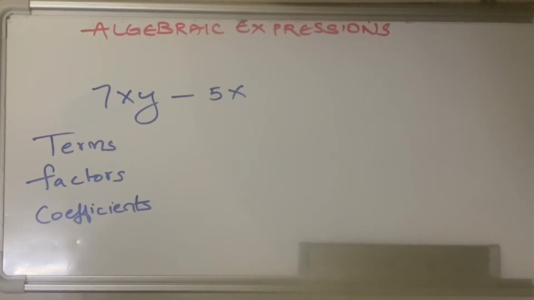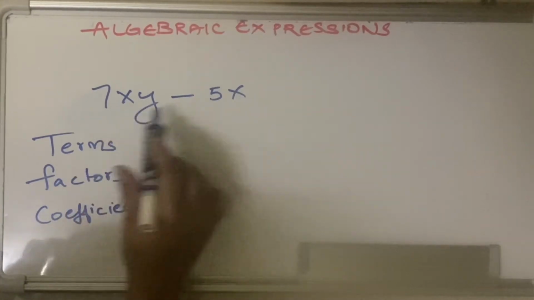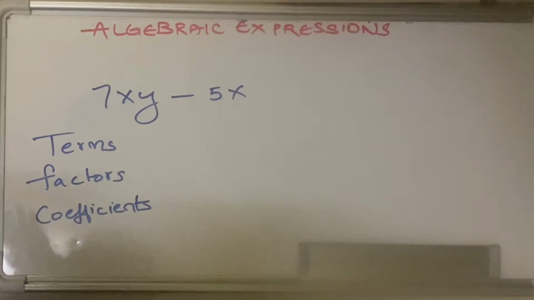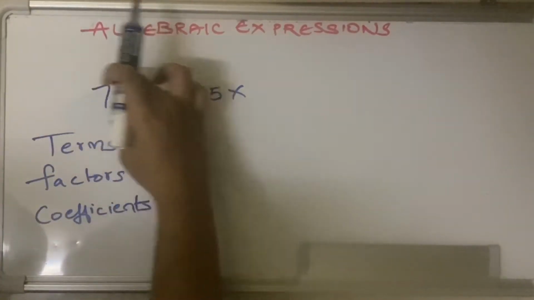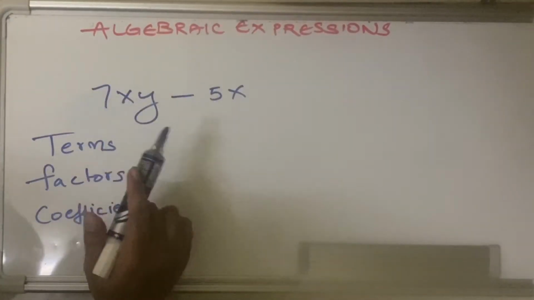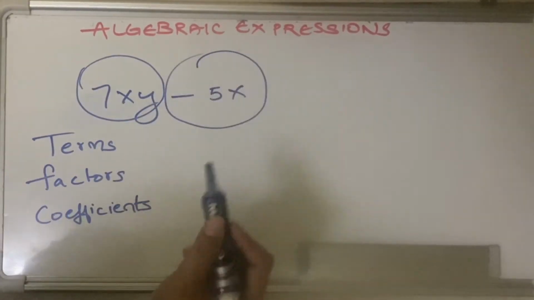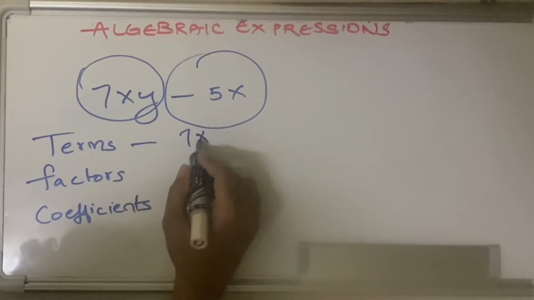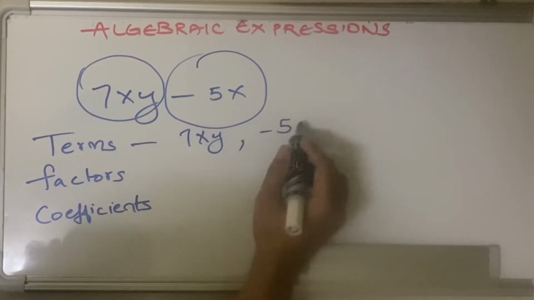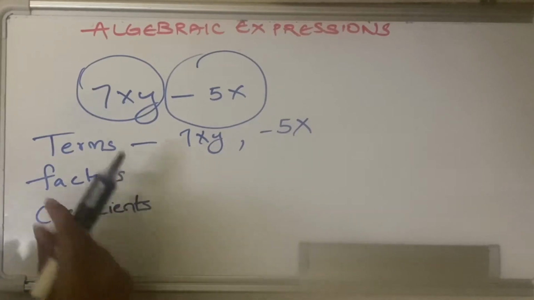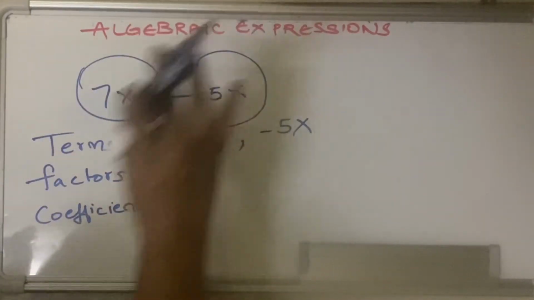Okay, so let's look into other terminologies coming in algebraic expressions. Let's take this particular example: 7xy minus 5x. What you need to understand here is that this particular expression is formed using two terms. 7xy is one term and minus 5x is another term. 7xy and minus 5x are the two terms used in order to form this expression. So terms are used in order to form expressions.